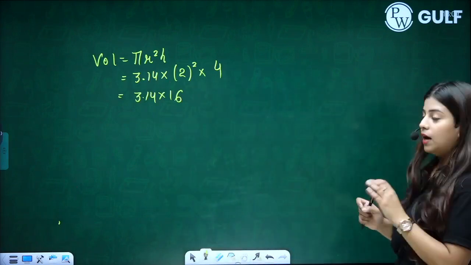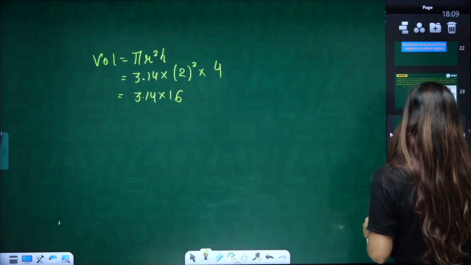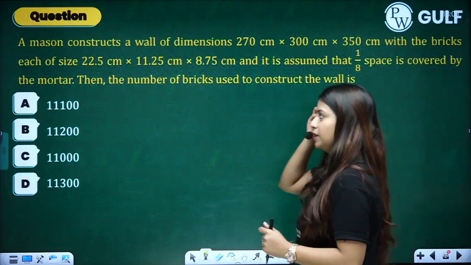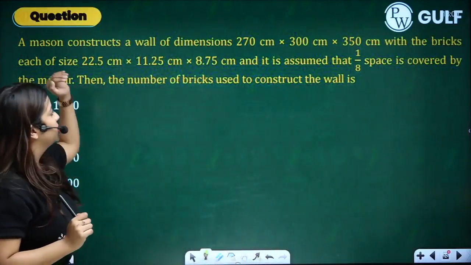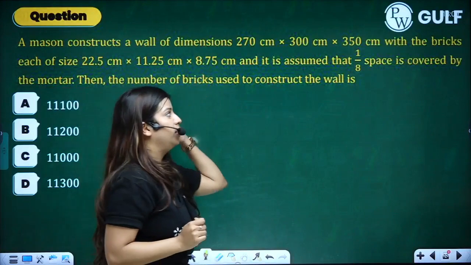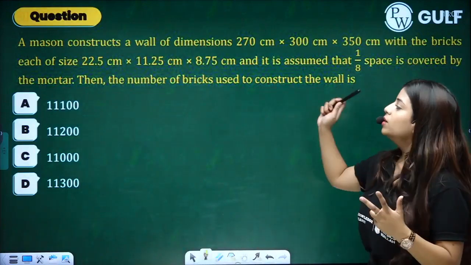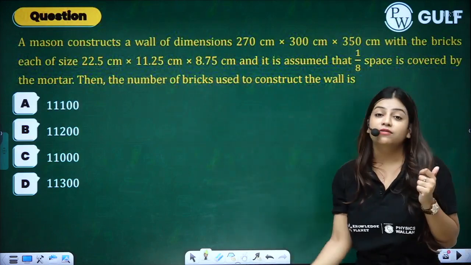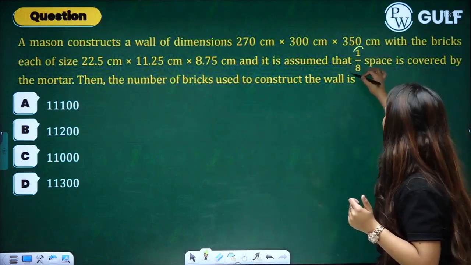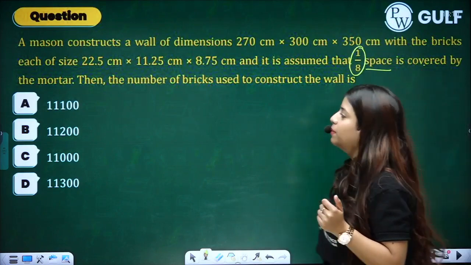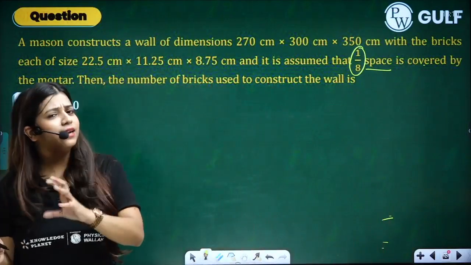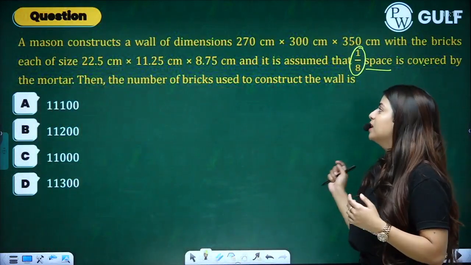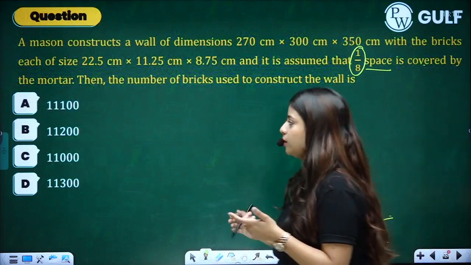All right, so let's see one more question that will be for your homework, and this is the question. A mason constructs a wall of dimension 270 into 300 into 350 centimeter with bricks each of size 22.5, 11.25 and 8.75 centimeter. It's assumed that 1/8 of the space is covered by the mortar, that means the mixture of cement and water used to make the wall along with the bricks. Find the number of bricks used to construct it. So this is what you have to find out.